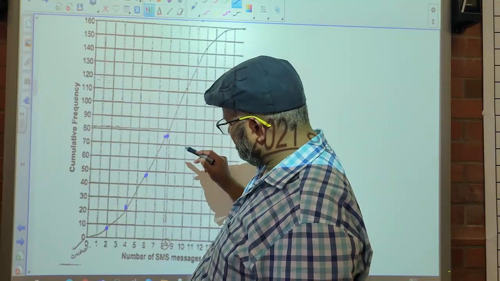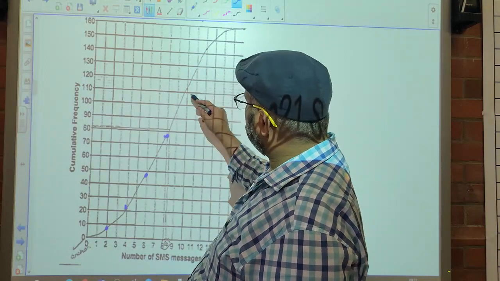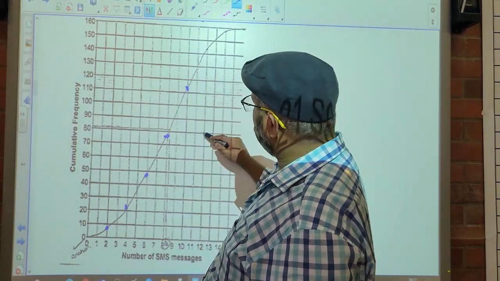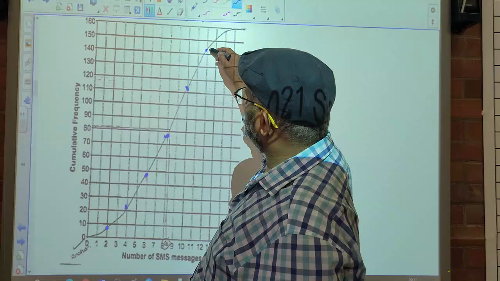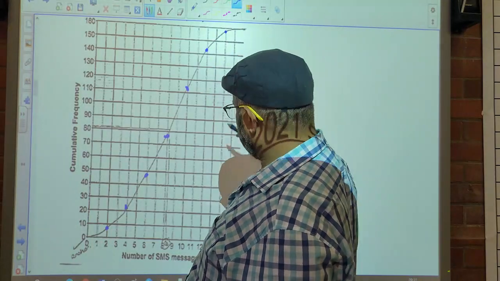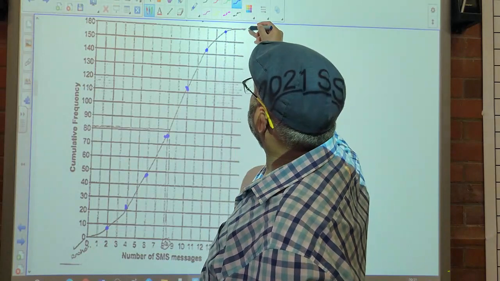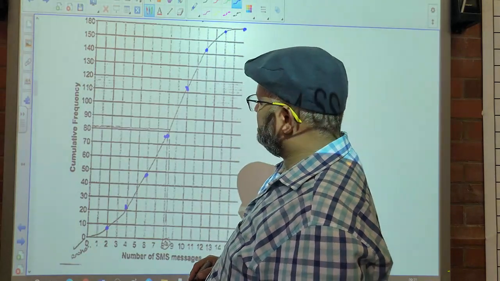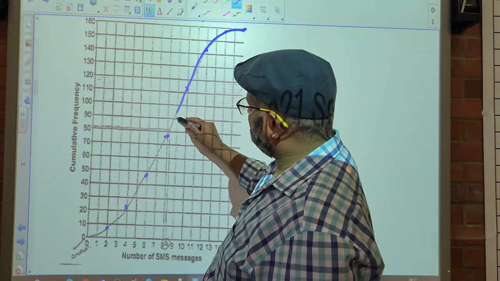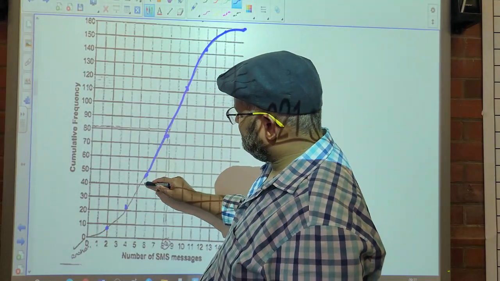And then 10 and 113, then 12 and 144, 14 and 158, and then 16 and 160. Can you see that, people? Then what you do is you connect the dots here freehand. Not to the ruler, freehand.